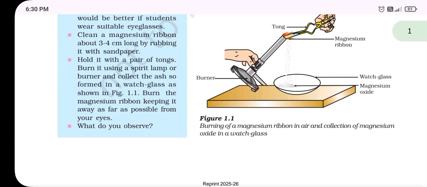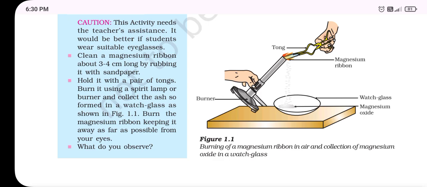Here in figure 1.1, it says burning of a magnesium ribbon in air and collection of magnesium oxide in a watch glass. Let us notice the points written here. At the lowermost point it says burner, and then tongs, and the magnesium ribbon is held by the tongs, and this is a watch glass, and magnesium oxide is present in the watch glass.